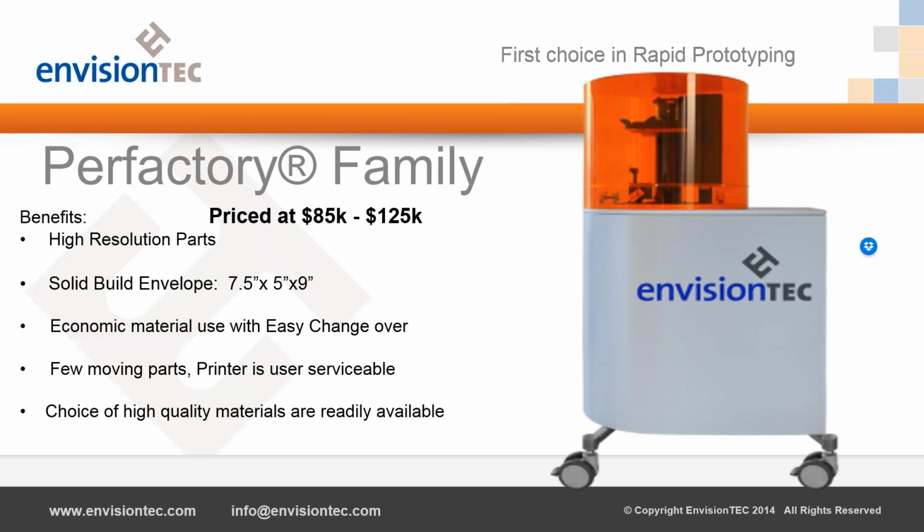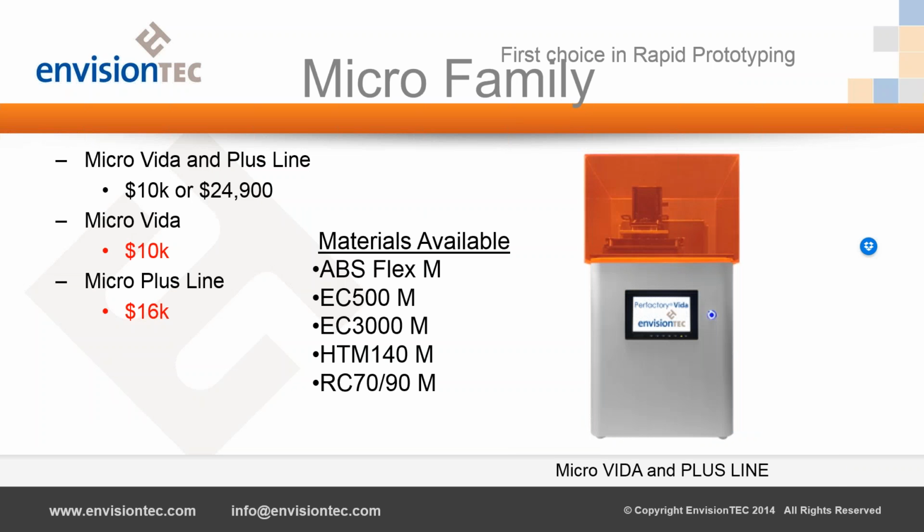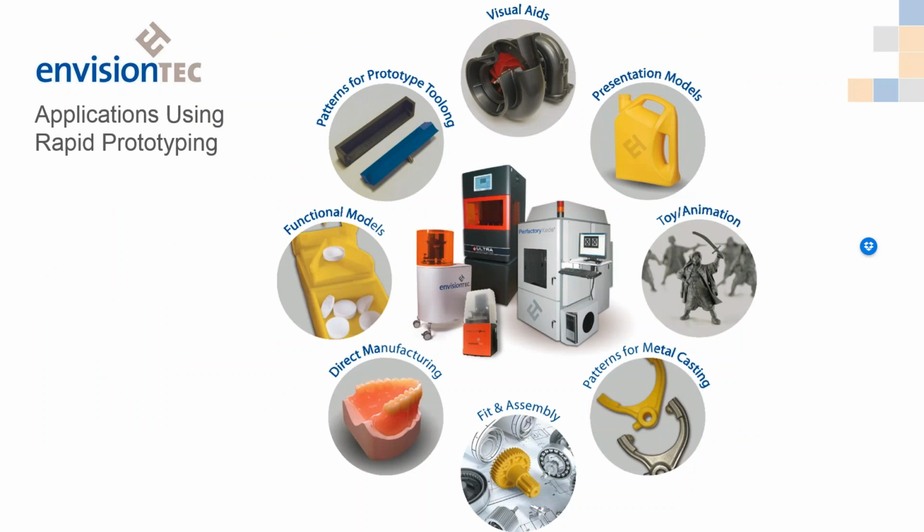This is the Perfactory. So you can see the build envelope is smaller in one of these guys, but ultimately what you get is the resolution is unparalleled. It's very, very simple in terms of the operation of the printer. It's a user serviceable thing because there's really no moving parts other than just the elevator that lifts the parts in and out of the printer. This is the Micro family, and what Bruce is going to do is actually show you this today. So we actually have one of these, and we're going to give you a quick run through of this.